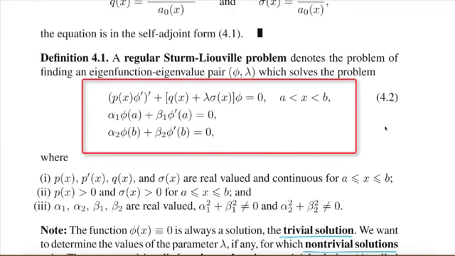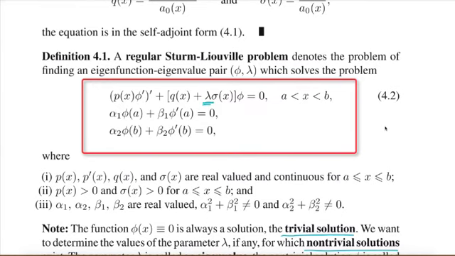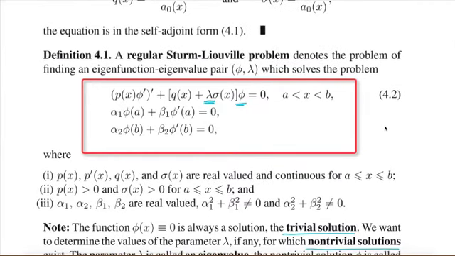Here's the definition of a regular Sturm-Liouville problem again. It has a differential equation, it has two boundary conditions, and then we are looking for the lambda and we are looking for the phi, which we call the eigenpair, phi and lambda. There are quite some interesting properties of these Sturm-Liouville problems, which I just summarized in this video.